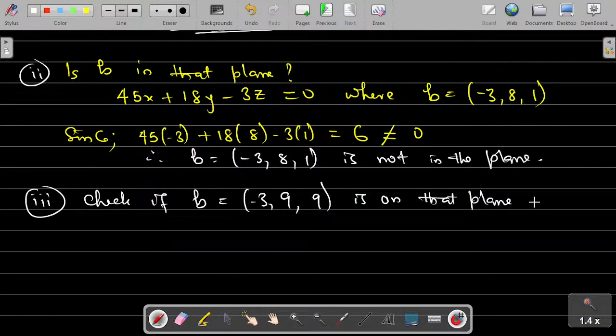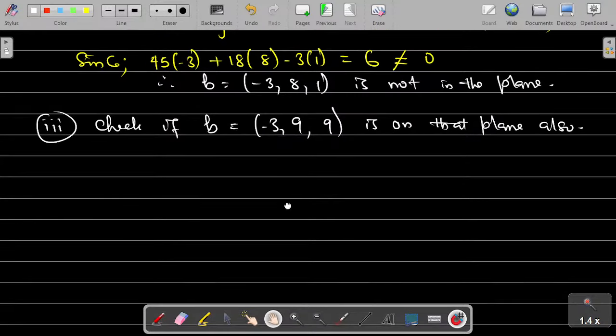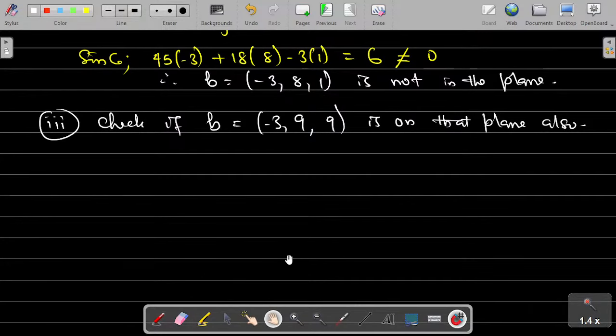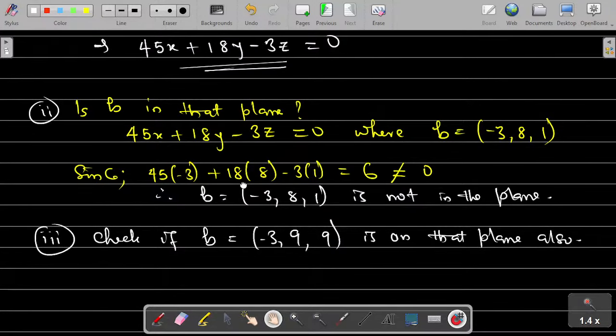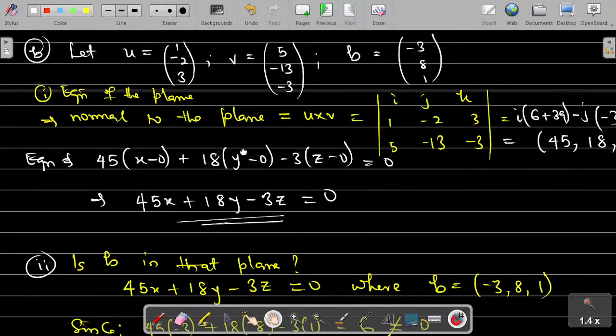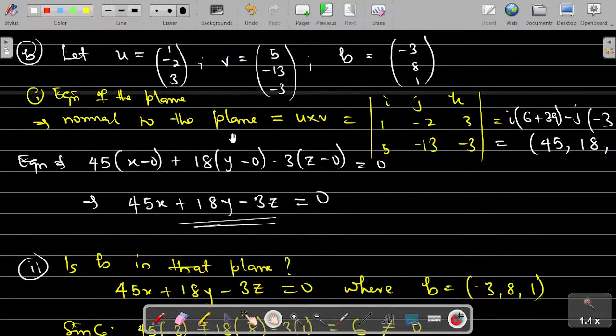If is on that plane also. Okay, so how do we do that? So clearly you can see that b is in the span of u and v. Of course, if you watch our u and v, let's go up. So see our u and v. You can see that the next b they gave us is minus 3, 9, and 9. If you reduce this by 3, you will get minus 1, 3, and 3.